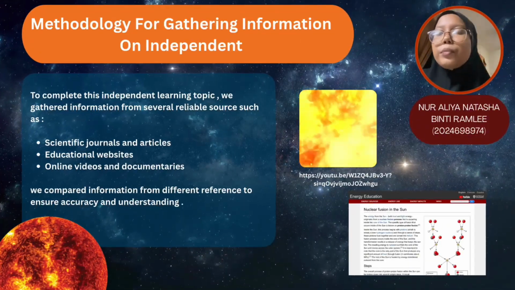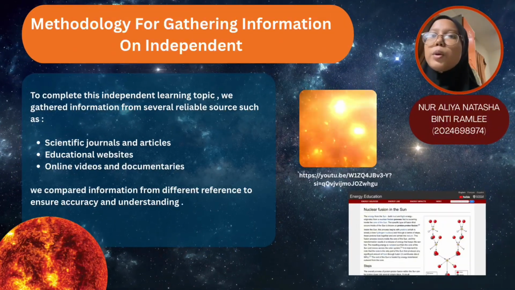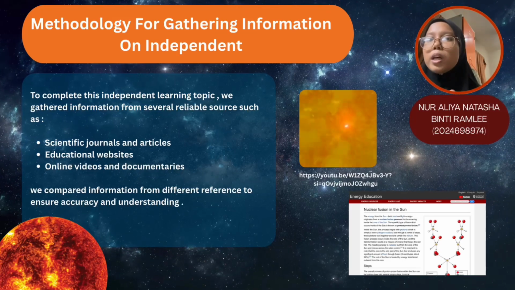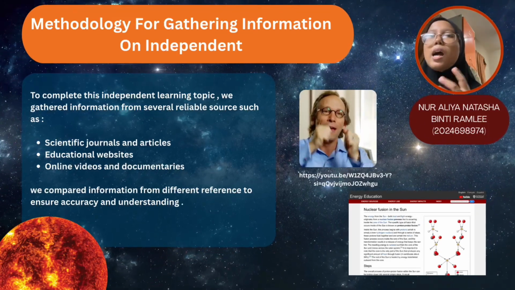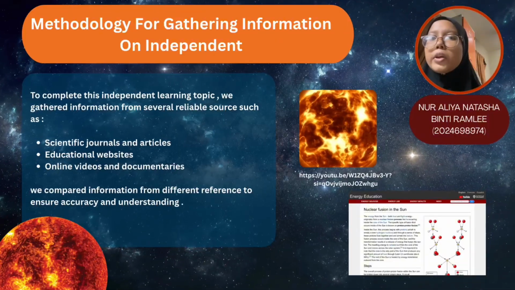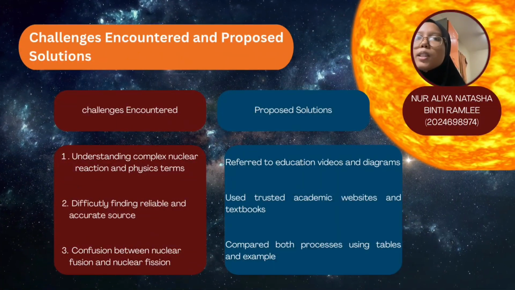important in modern physics. So next, I will explain the methodology we use for gathering information for this independent learning topic. To complete this research, we collect information from several reliable sources such as scientific journals, articles, education websites, online videos, and documentaries. We compare information from different references to make sure the fact we use is accurate and easy to understand. During the independent learning process, we faced several challenges.